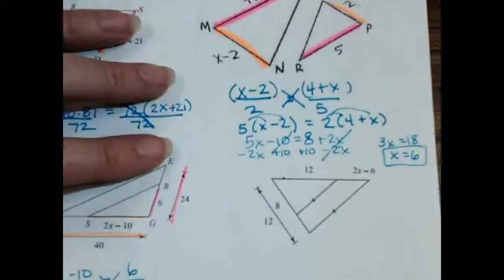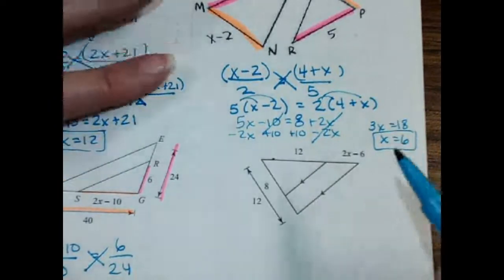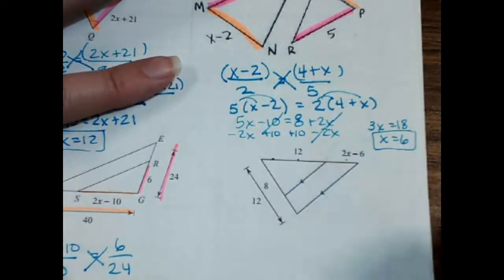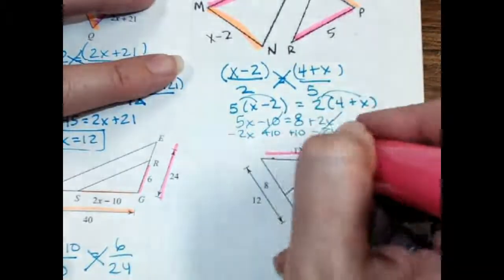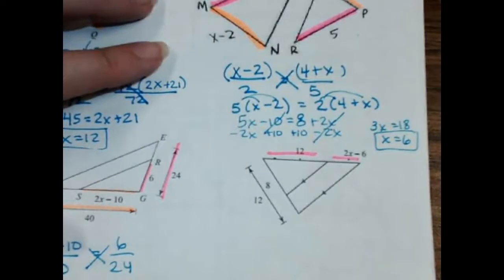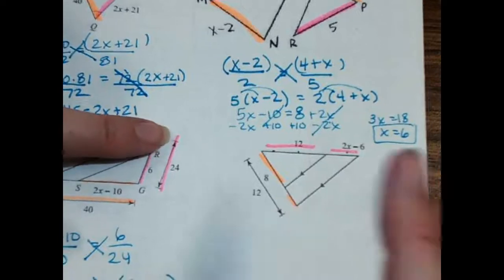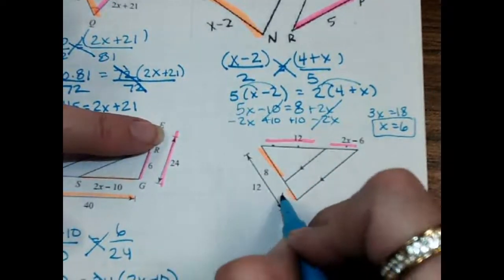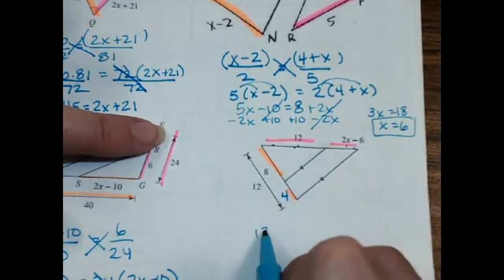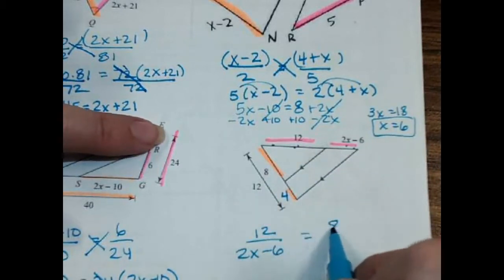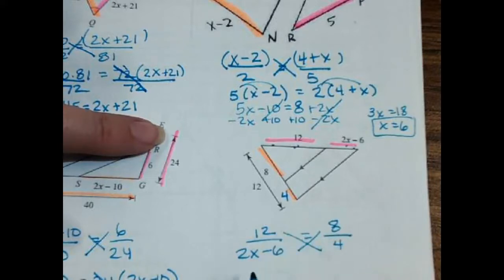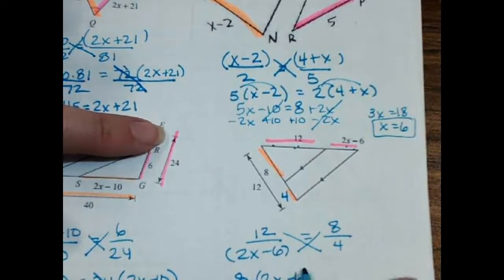And finally, our last one here, I have to kind of look at what parts I know. Well, I know this part here and that part. So I could set up this goes with this, like this goes with this. But I don't know that one, but I can find it out by just subtracting and doing this one is 4. So I can do 12 over this equals 8 over 4. Cross multiply. 8 times this equals 12 times 4. I'm just going to divide by 8 so that this becomes an easier problem.